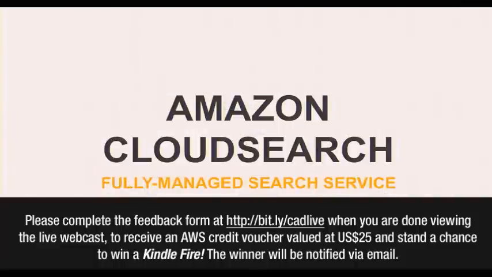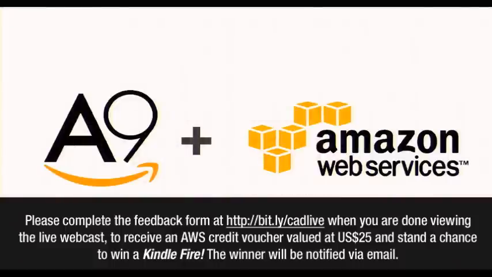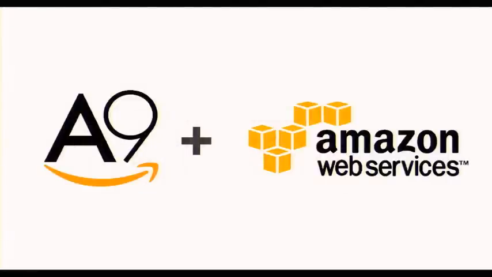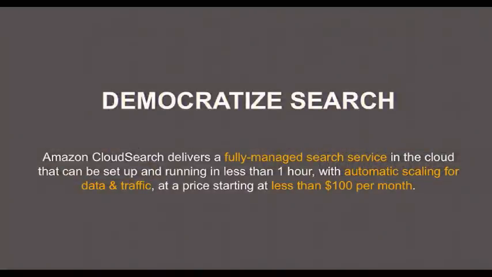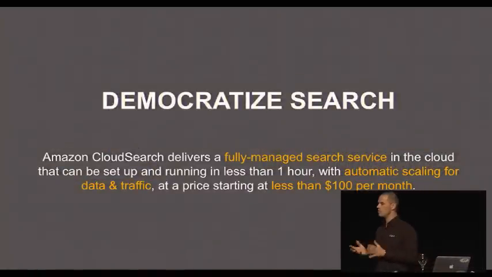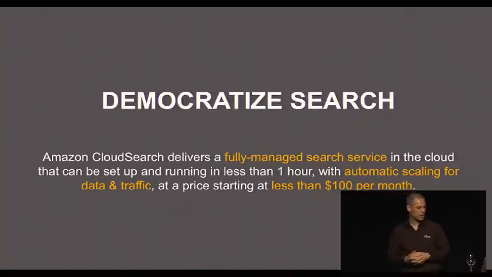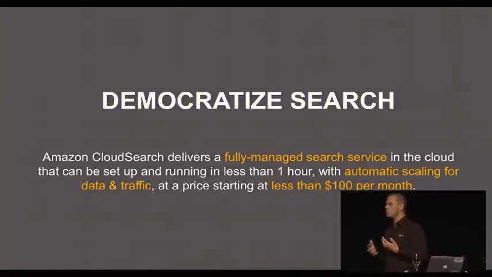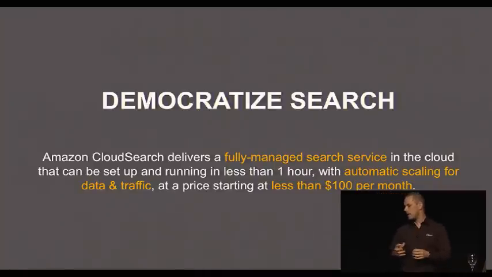And to do so, we've provided an Amazon CloudSearch service. This came out of A9, which is a wholly owned subsidiary of Amazon, and basically allows us to do democratized search. So for the cost of almost $100 per month, we're able to provide a fully managed search service in the cloud that can be set up and running in less than an hour, and it will scale automatically to your needs as the amount of data that it needs to index grows, but also as the traffic to your service grows as well.